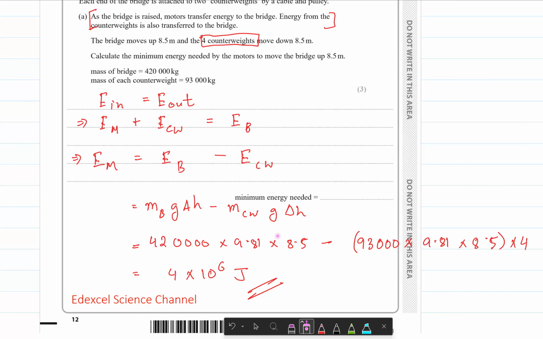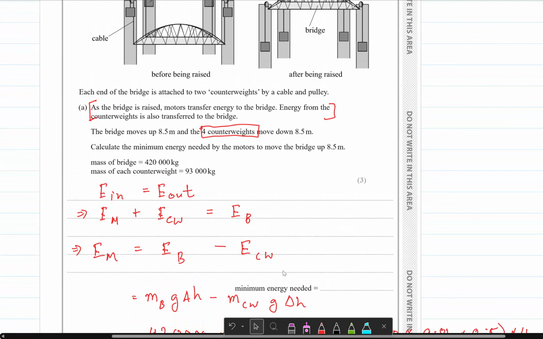So at the end, if you can figure out where the energy is coming from and how you are spending it, then any question regarding the conservation of energy should be easy for you.